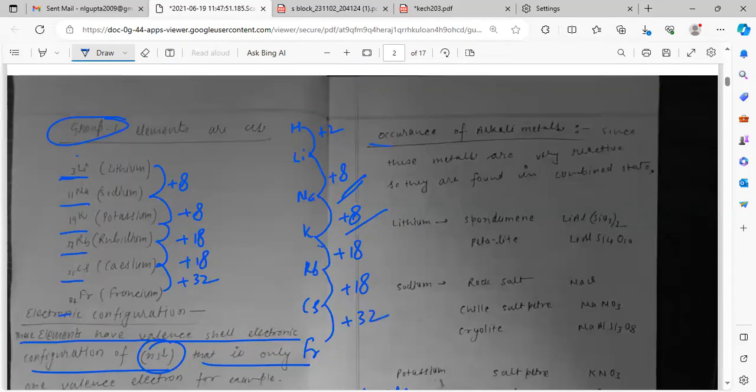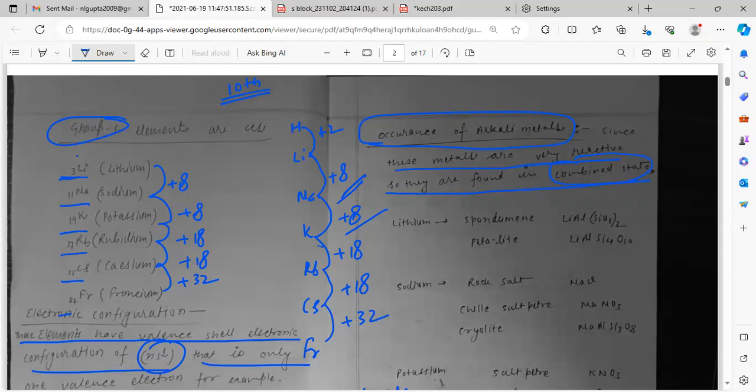Now, occurrence of alkali metals. Since these metals are very reactive, they are found in the combined state. How are they found in the combined state? In the 10th standard also you studied that most elements are found in combined form. Three types of elements we studied: highly reactive, moderately reactive, and least reactive. Yes or no? Yes, sir.